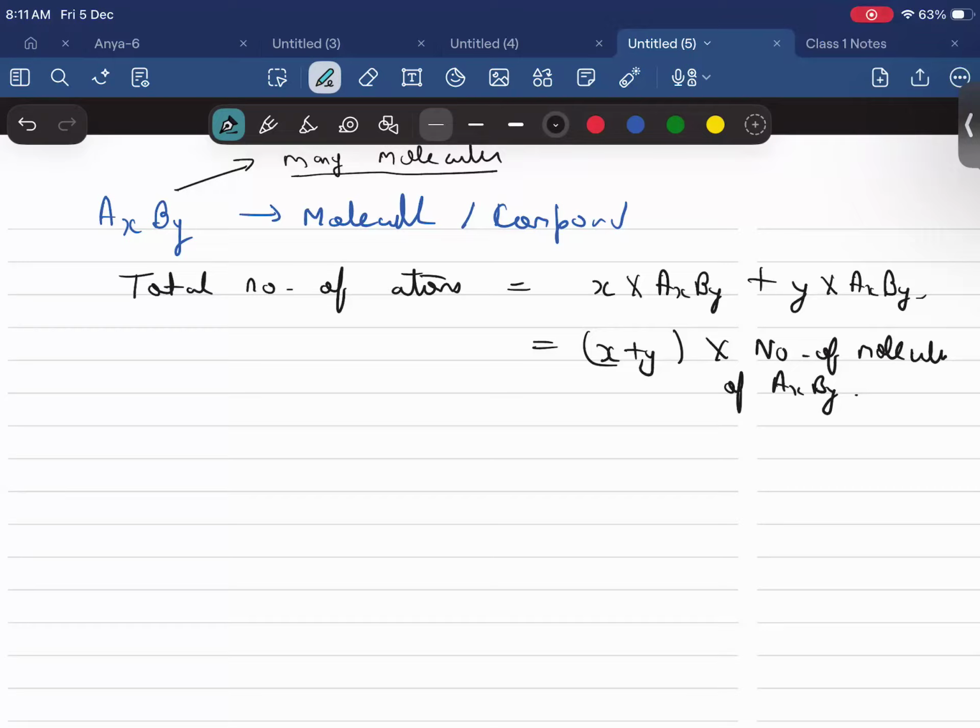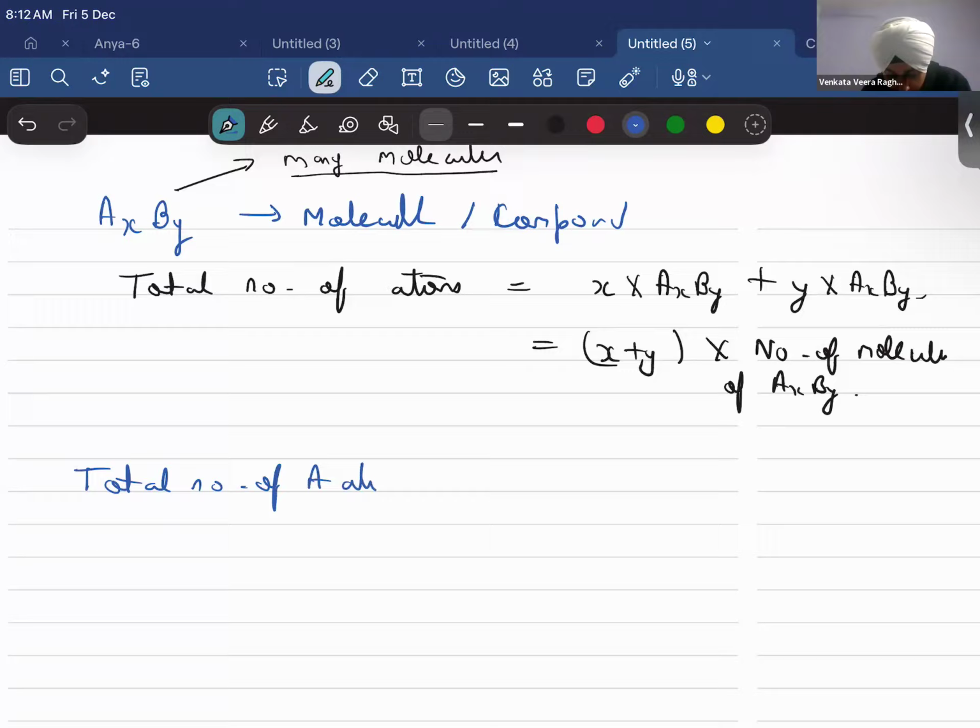Okay. But is it clear that the total number of atoms will come from the A atoms, which is the X amount, and the B atoms as well, which is the Y amount, and then you multiply them with the total number of AXBY molecules, whatever you have? This is the total number of atoms I will be getting. Fine? Then, let us look at only the total number of A atoms. Total number of A atoms will be how much, if I ask you? Just A atoms I want. So how will you find out?